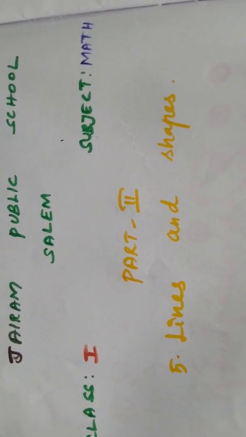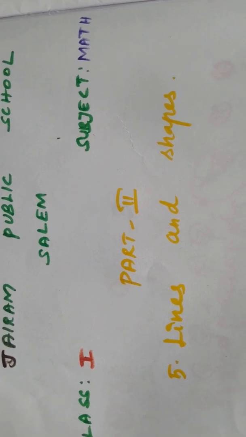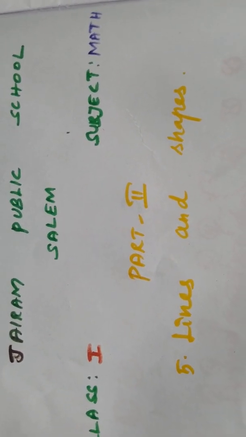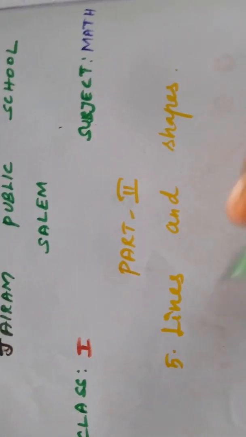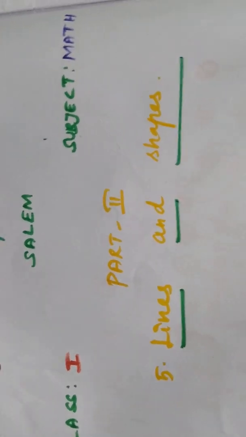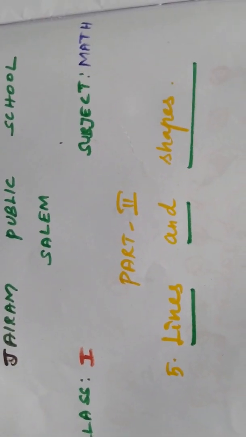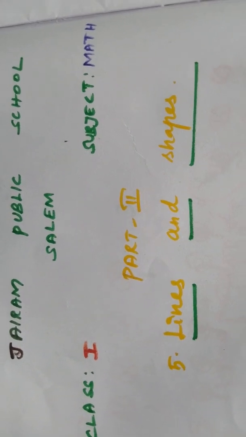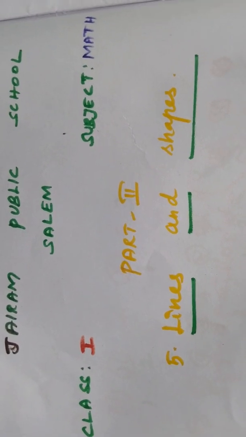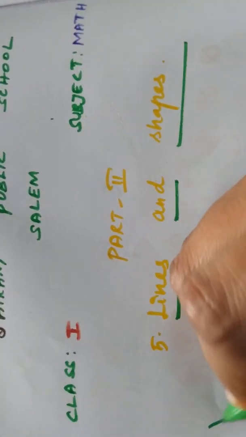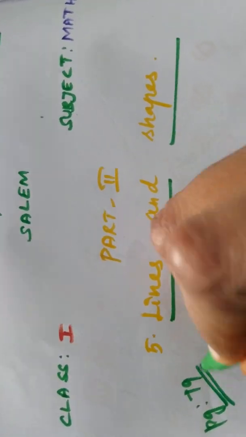Now, what lesson are we seeing here? We are seeing lines and shapes. Say everyone: lines and shapes. Now everyone take your studio, companion, pencil, eraser, and water bottle with you. Clear? Now take your studio and open page number 79. We completed up to page 78 in the last class.